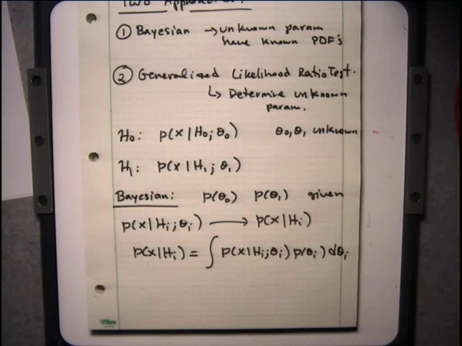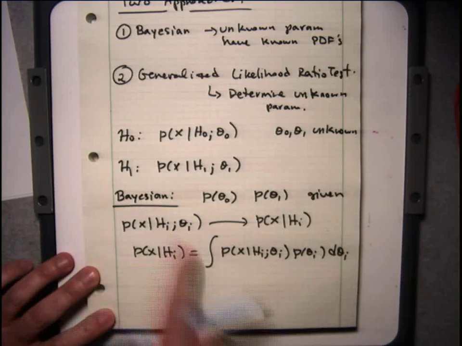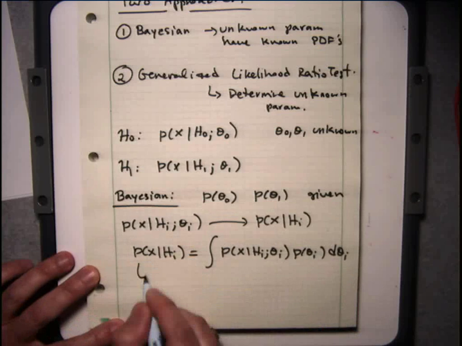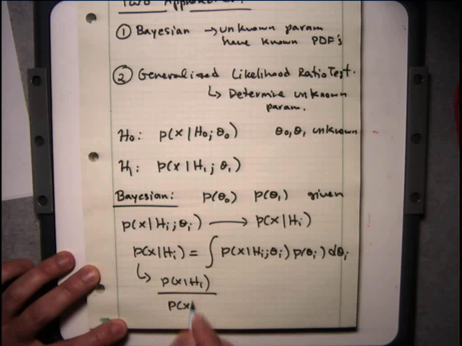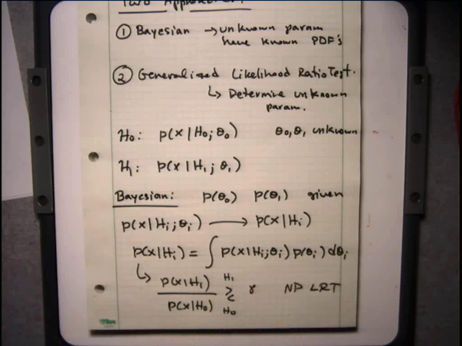Now, once you've done that, you're going to get these guys, and then you're going to write P of X given H1 over P of X given H0, and compare this to a threshold, H1, H0, and this is just your Neyman-Pearson likelihood ratio.